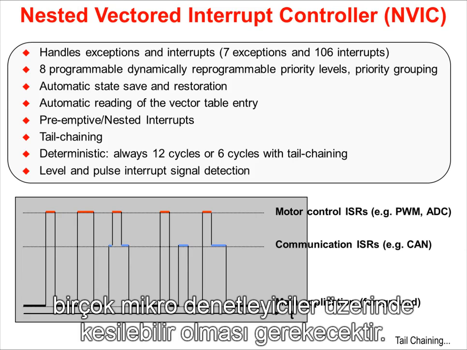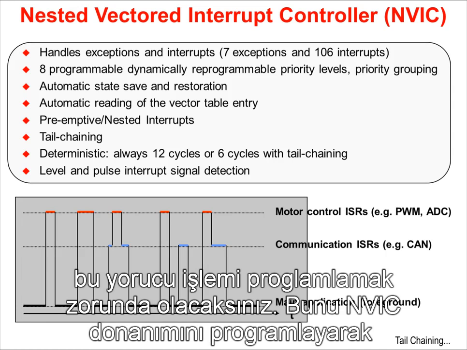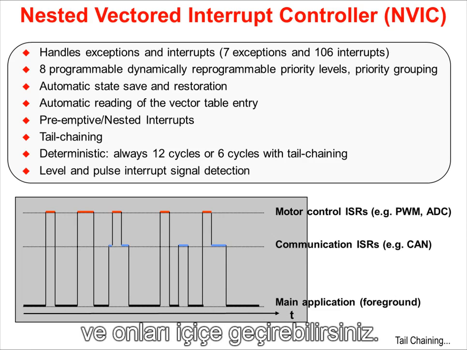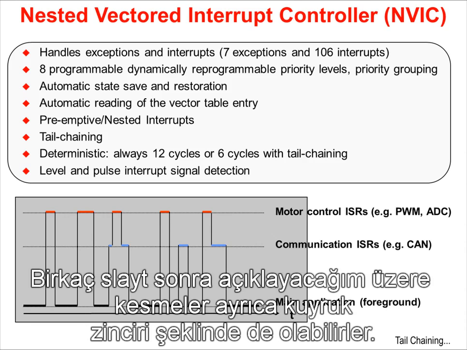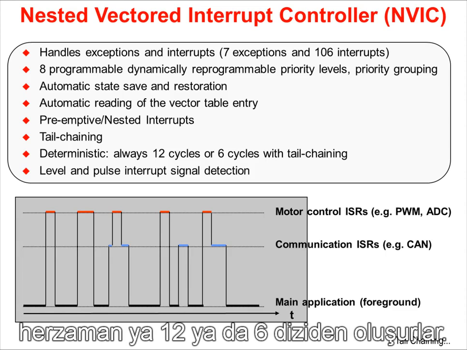On most microcontrollers, you'll have to program this tedious process in software. On the Tiva C-series devices, you can do it by programming the NVIC hardware. You can make interrupts preemptive and you can nest them. Interrupts can also be tail-chained, which is something I'll explain in the next few slides. Interrupts are deterministic. They're always either 12 cycles or 6 cycles if they're tail-chained.